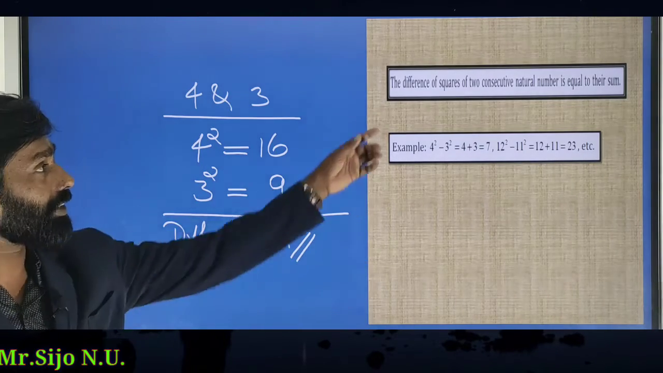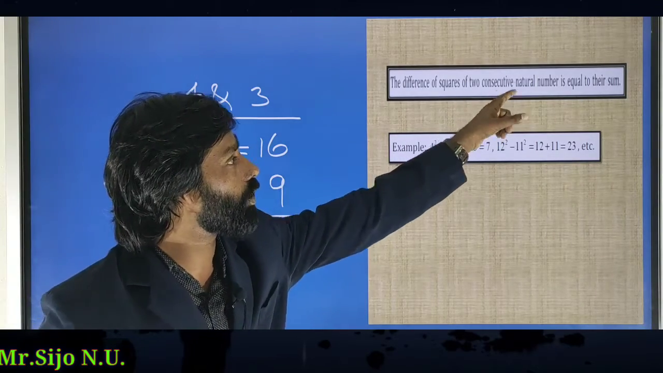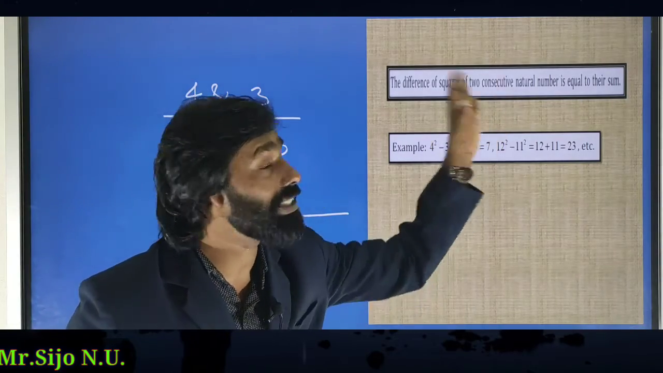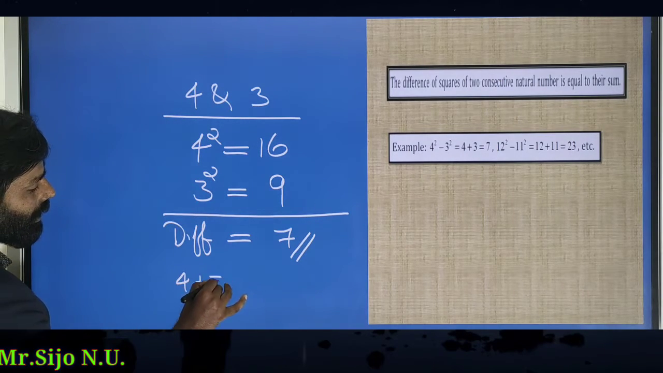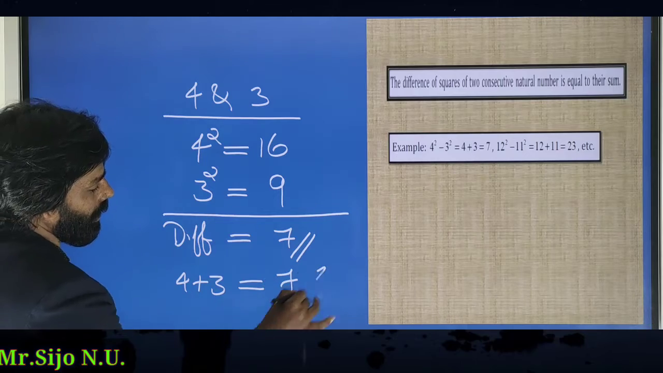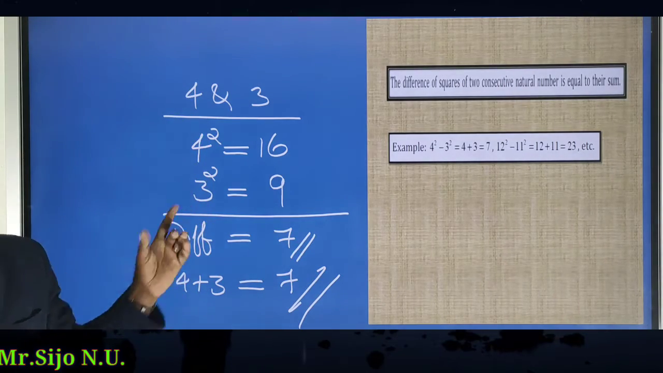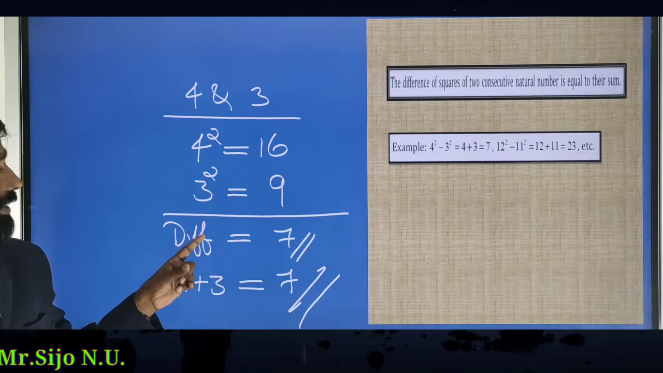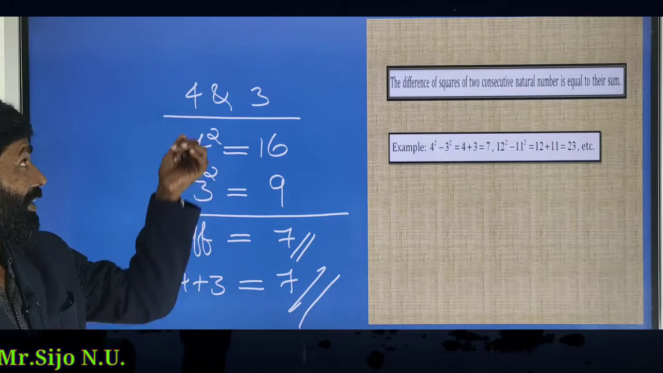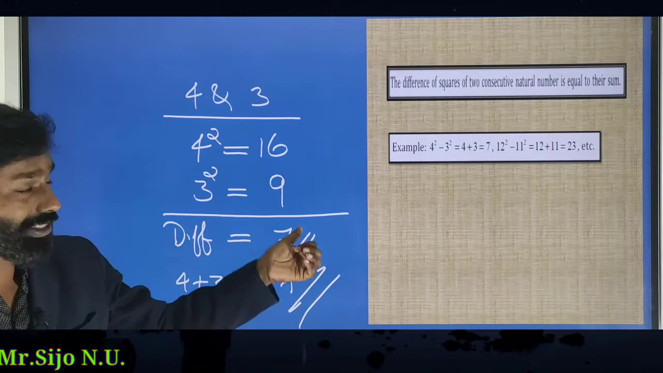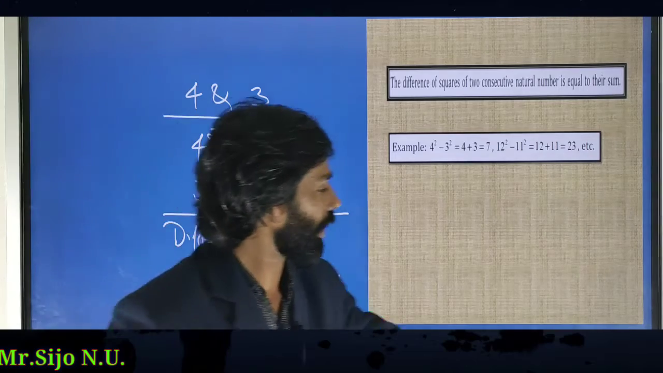And what does this property say? The difference of squares of two consecutive natural numbers is equal to the sum. What about the sum of 4 plus 3? That is 7. Now the difference of the squares of two consecutive integers, we are getting 7. That should be the same as the sum. Yes, the sum of these numbers is 7. Hope you understood this property. Let us move to the next.